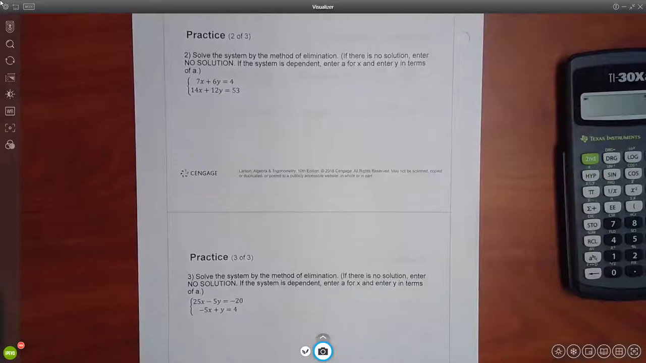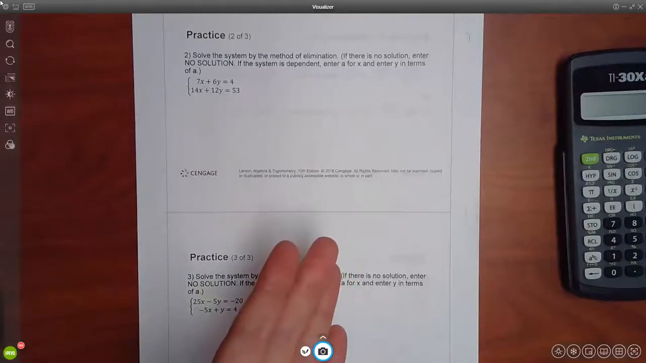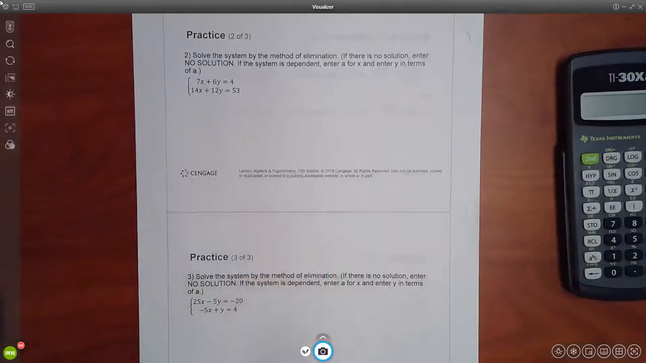Here's the other one. This one's no solution. I already know. But how would you know, right? Which one of those do you want to eliminate? Because here, there is no easier one, right? The X's are both the same sign. The Y's are both the same sign, and they're not supposed to be. And none of the coefficients match on the X's or the Y's. So we're gonna have to multiply by something.